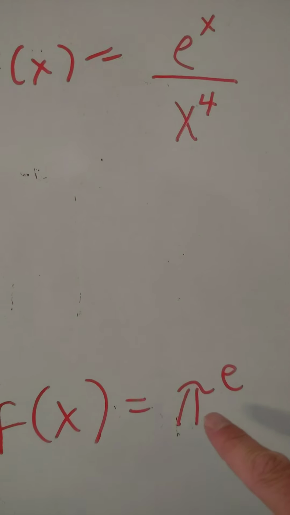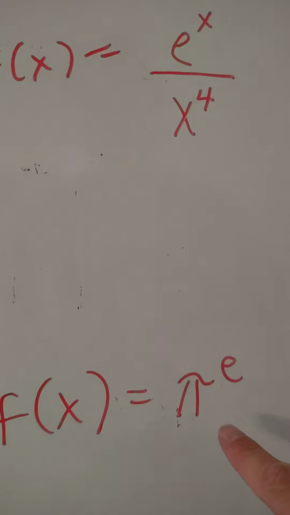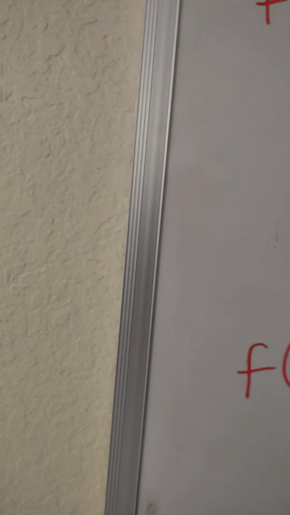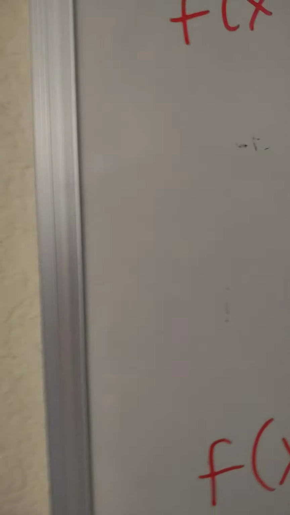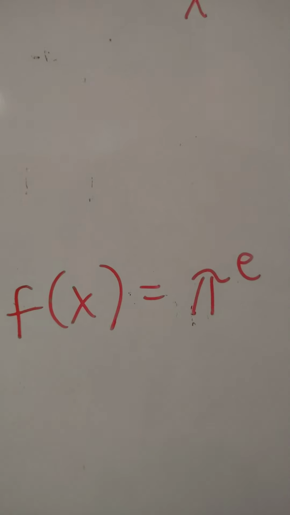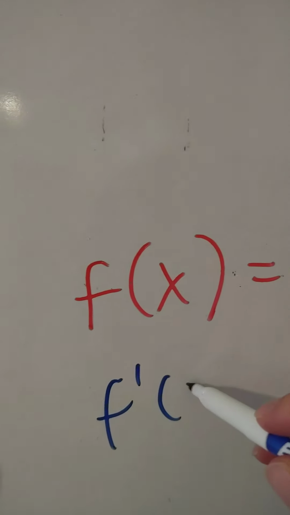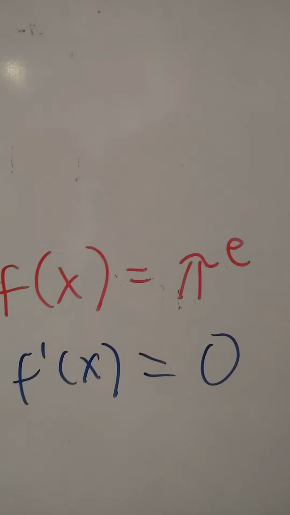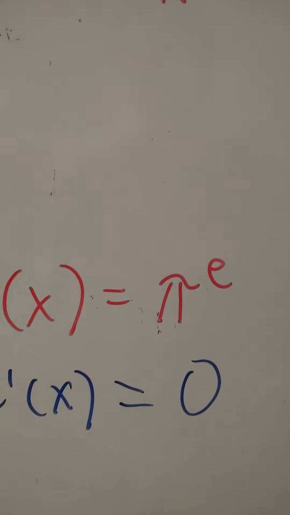Well, first of all, a constant raised to a constant is just a constant. So what's the derivative of a constant? 0. So that is the answer for the last problem. I'm going to grab a pen here and write 0 for this answer. So if f of x equals pi raised to the e, I'm going to write f prime of x is equal to 0. How about that? Because the derivative of a constant is 0. That was a trick question.